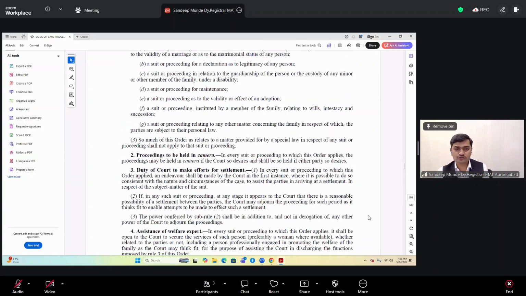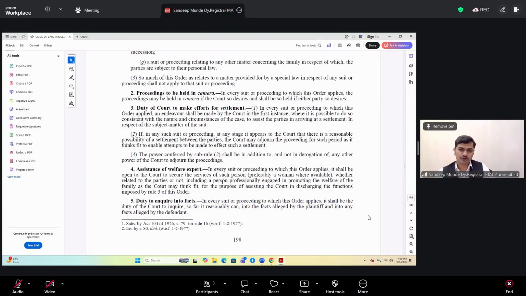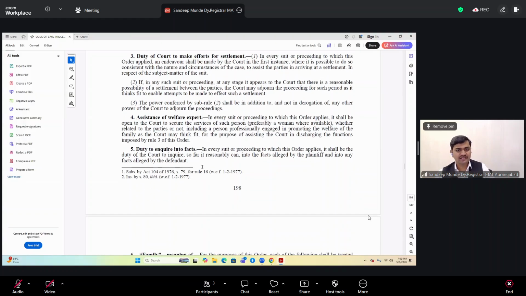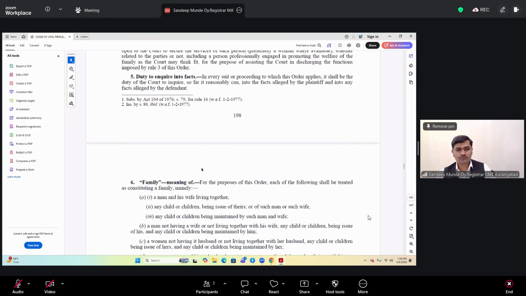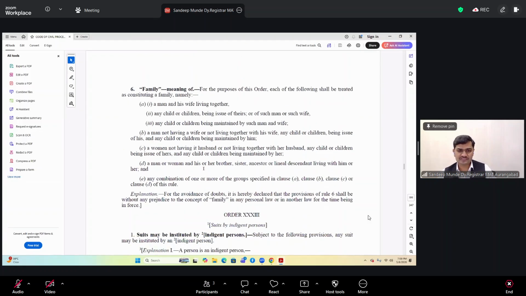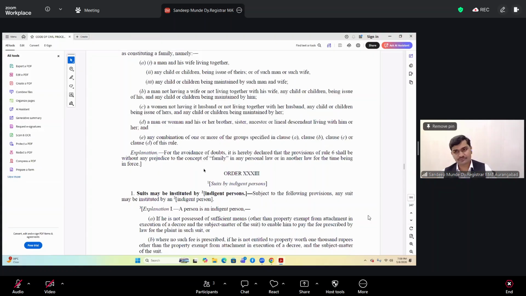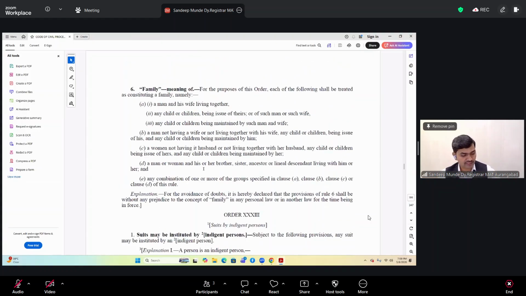Duty of the court to make efforts for the settlement. If there is a dispute between the family members, it is the duty cast upon the court to make efforts for the settlement. For that purpose, according to Rule 4, the assistance of a welfare expert can be taken to inquire into the facts. The definition of family has been mentioned in Rule 6. These are the provisions with regard to Order 32A, suits relating to matters concerning the family.